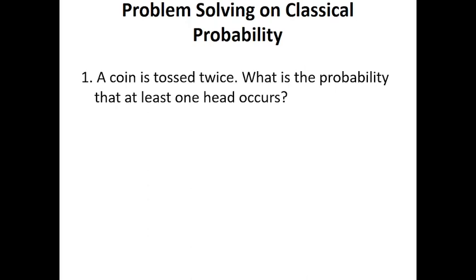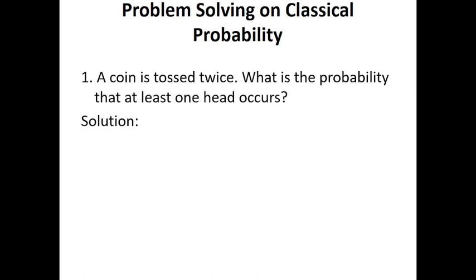So, our problem, for example: a coin is tossed twice. What is the probability that at least one head occurred? At least one head occurs. Okay, so let's analyze. Solution. A coin is tossed twice. What is the chance that at least one head occurs?